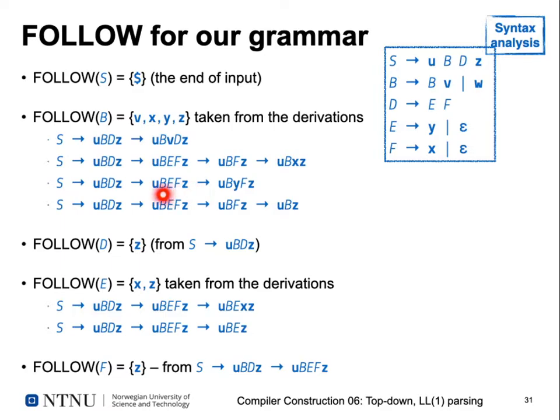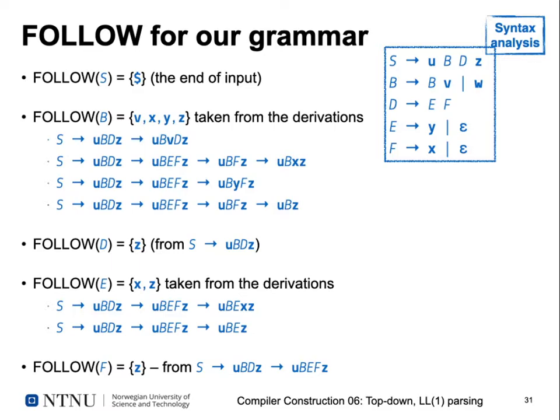So we go down that way again, but now instead of resolving EF by resolving E to epsilon, we resolve E to Y. And so we come to this one here, U, B, Y, F, Z. So Y is one of the other follow characters for our non-terminal symbol B.